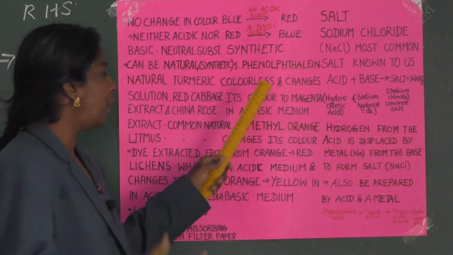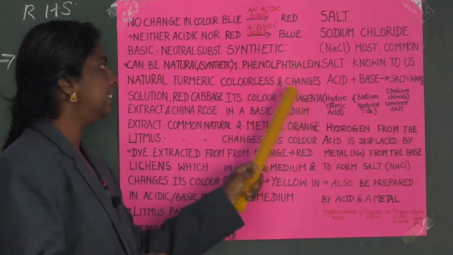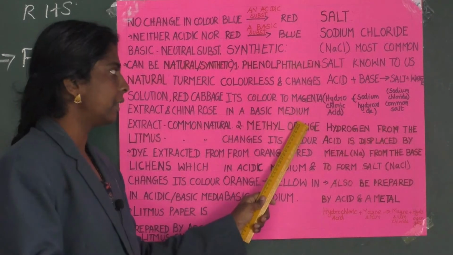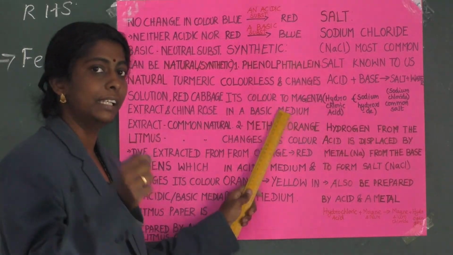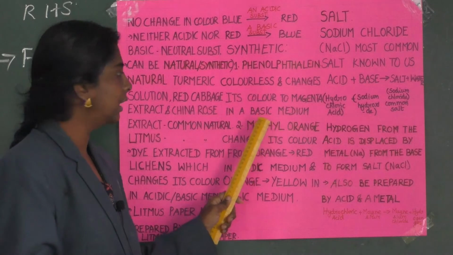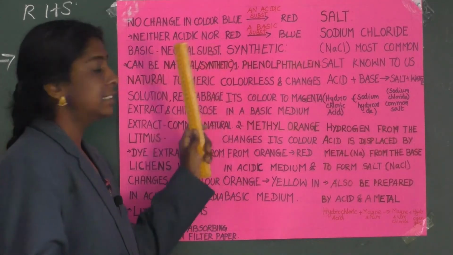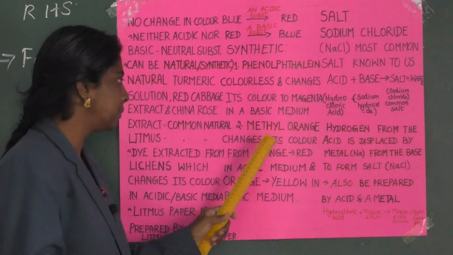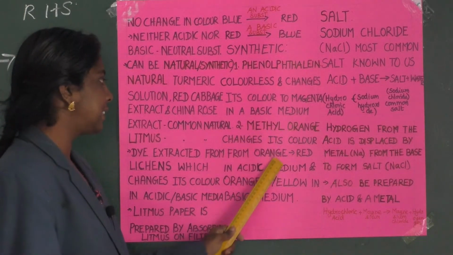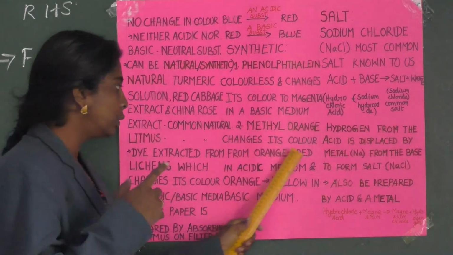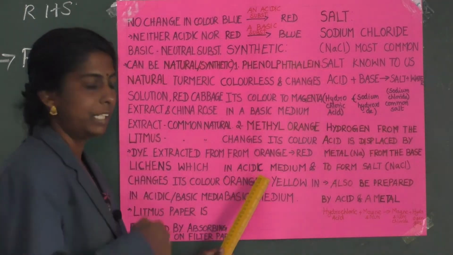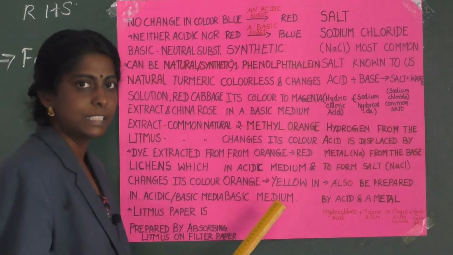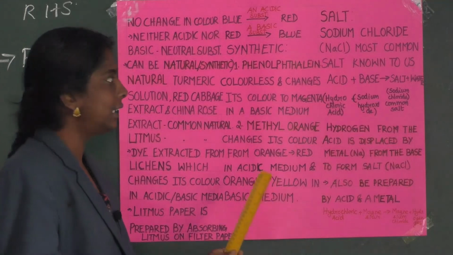Phenolphthalein is colorless and changes its color to magenta in a basic medium. Clear? The second synthetic indicator is methyl orange. Here it changes its color from orange to red in acidic medium and orange to yellow in basic medium. Clear, children? Yes.